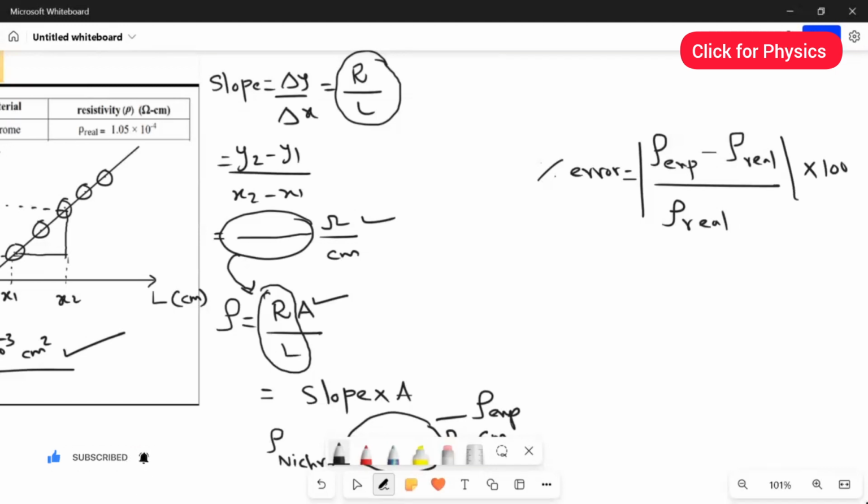Once you substitute the experiment value and the real value of the resistivity, we will get the answer for the error percentage. So once you substitute the value, our answer must be between 0 to 10%. If your answer is between these two numbers, then your answer is perfect. Clear? So this is the calculation for the resistivity of the nichrome wire. Now I have to explain for the second table.